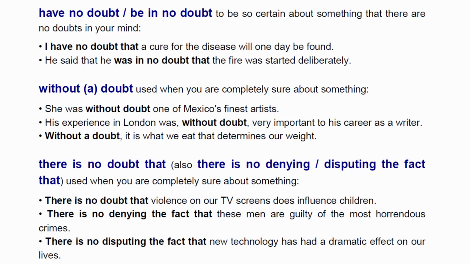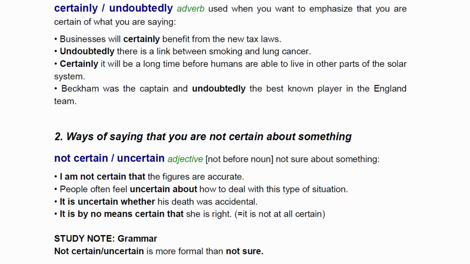There is no disputing the fact that. There is no denying the fact that. There is no doubt that. So these phrases can be used. Next is certainly, undoubtedly. It is an adverb. It is used when you want to emphasize that you are certain of what you are saying.